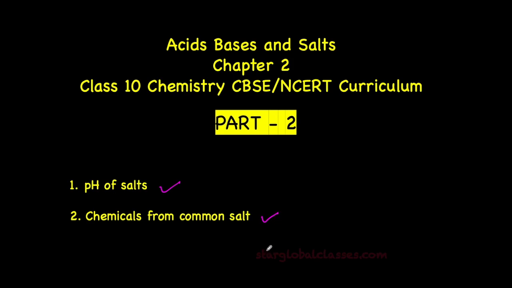In the first video we have studied what is an acid, what is a base, what are the properties of acids and bases, theories of acids and bases like Bronsted-Lowry theory and Arrhenius theory, and reactions of acids and bases. In this video, we will study these 2 points, pH of salt and chemicals from common salt.